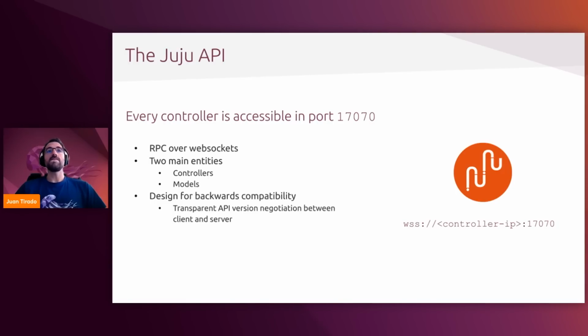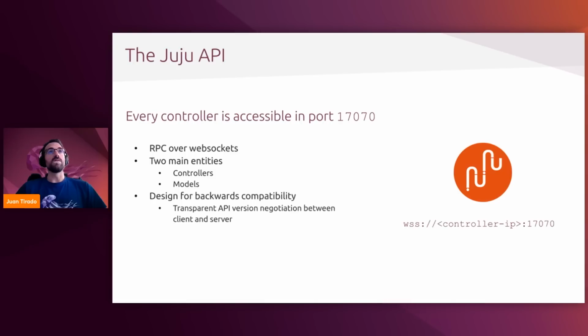All this is designed for backwards compatibility, with a transparent API version negotiation between the client and the server. In other words, the Juju controller and the Juju client don't have to be running exactly the same version. There is a negotiation which will try to find the most recent API version both client and server can understand, to provide this backwards compatibility. So, as you can see, Juju has its own API, and if we want to operate with Juju, we have to operate with this API.